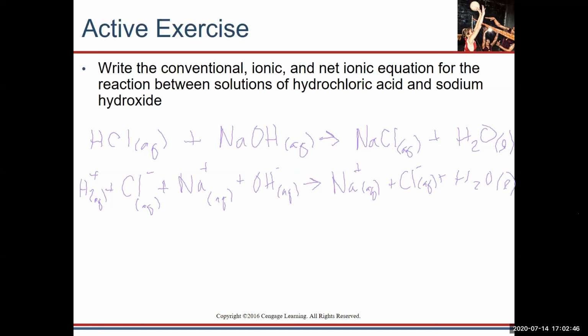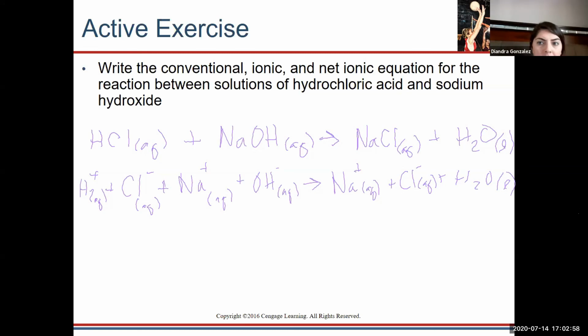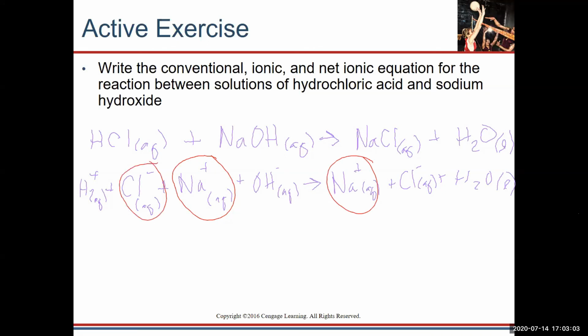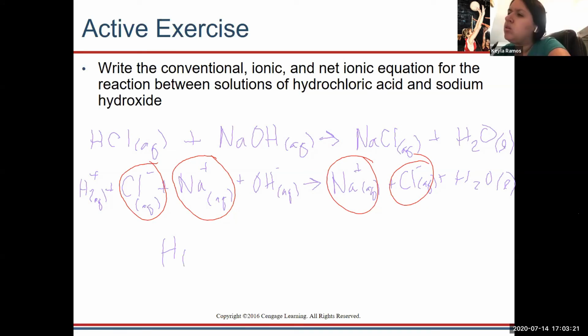Okay, this is our ionic, and then our net ionic is we're going to take away the spectators. So which ones are the same? I think the sodium's the same. And the chlorine is the same. So I just have the H plus. I don't keep the charge up here, do I? I think you do keep the charge. Yeah, I think you do keep the charge.